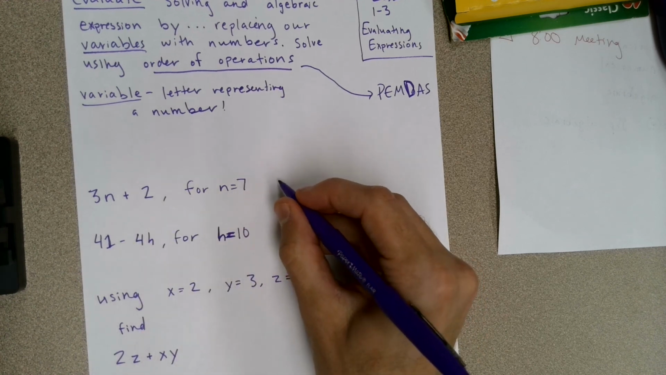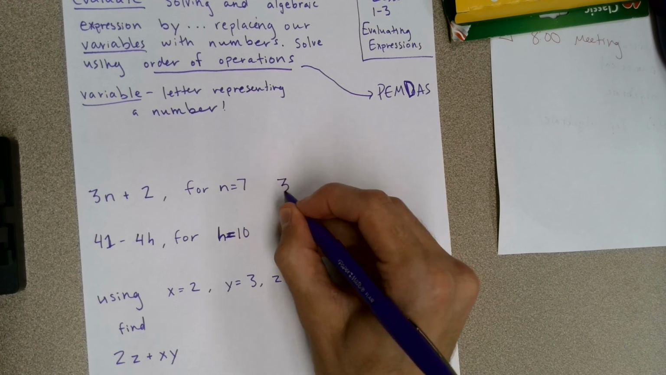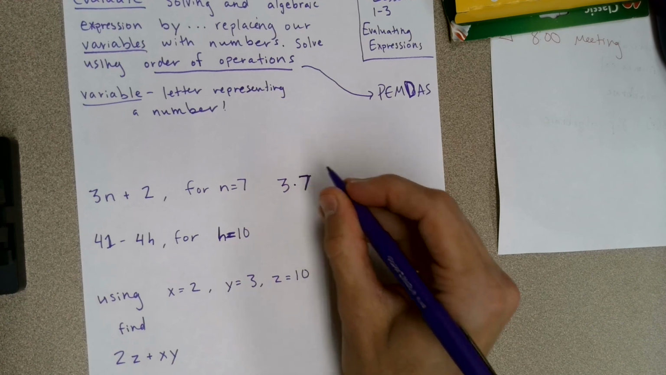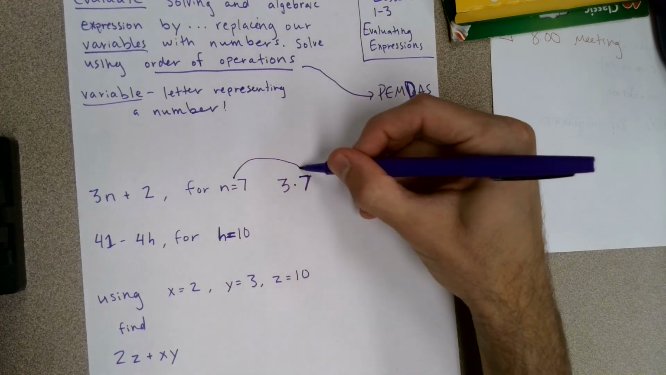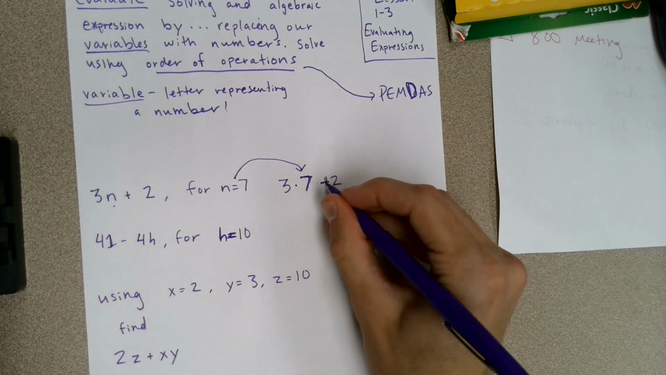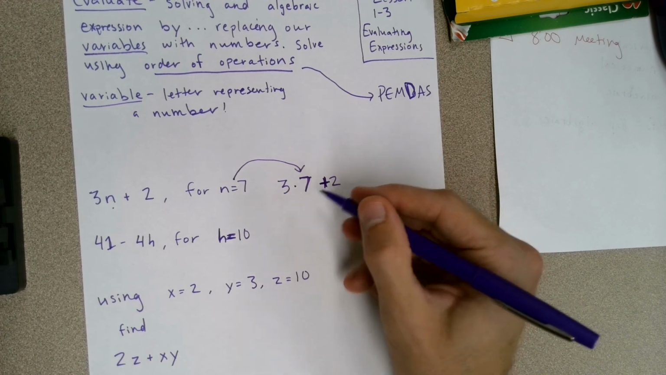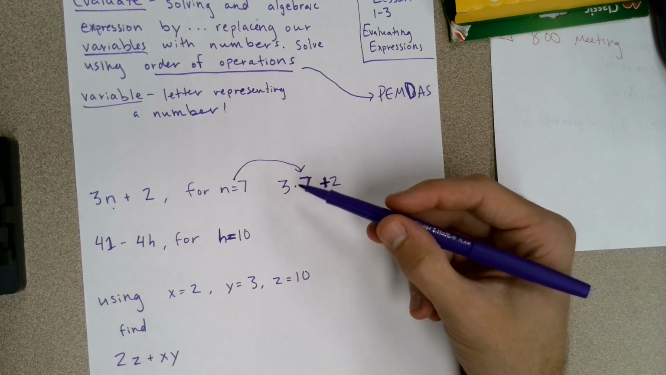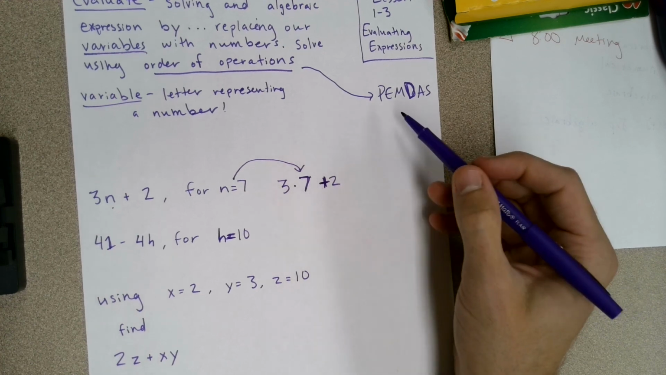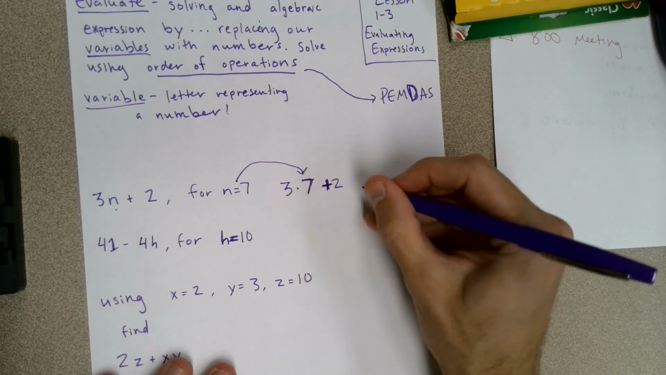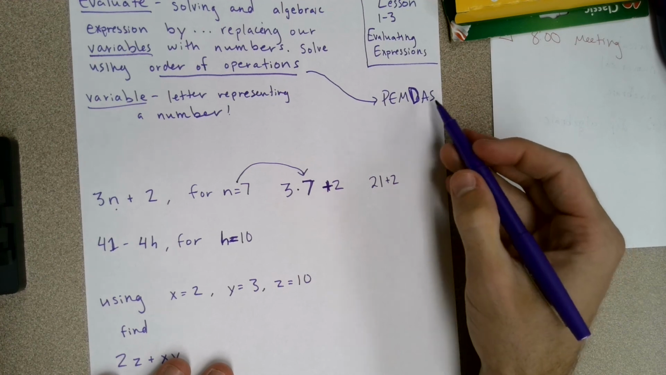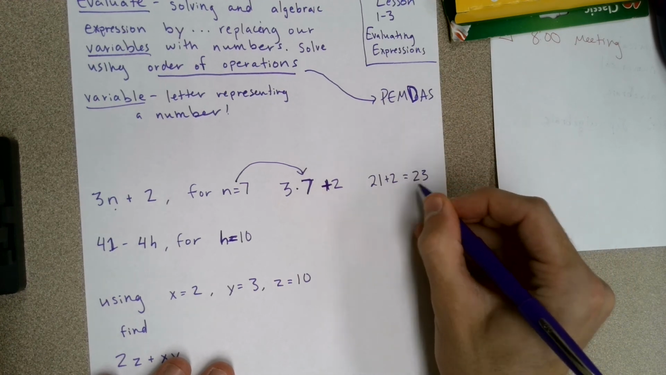3n is the same as 3 times n. If n equals 7, I know 3 times n, or 3 times 7. All I did was take this n equals 7 and plugged it in for n, plus 2. All right, we can solve that. Now that's all numbers. We don't have any letters in there. What do we have to do, though? We have to remember our PEMDAS. Parentheses, none of them. Exponents, none of them. Multiply, yeah, we got 3 times 7. That's 21. Plus 2. We have no more division, no more multiplication. Add, equals 23. It's that easy.